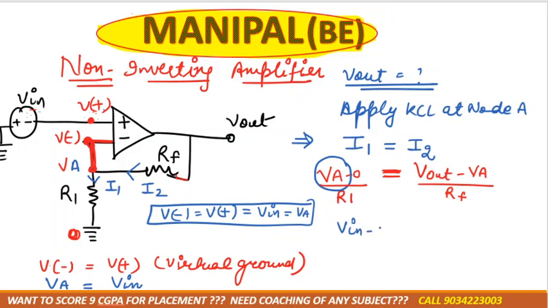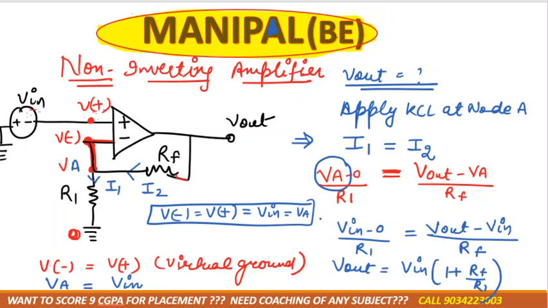So instead of Va, we have to calculate in terms of V in. We'll write down V in minus 0 divided by R1, V out minus V in divided by RF. Correct? Now from here, calculate the value of V out in terms of V in and then tell me the answer. After solving it, we'll get the V out value as 1 plus RF divided by R1.